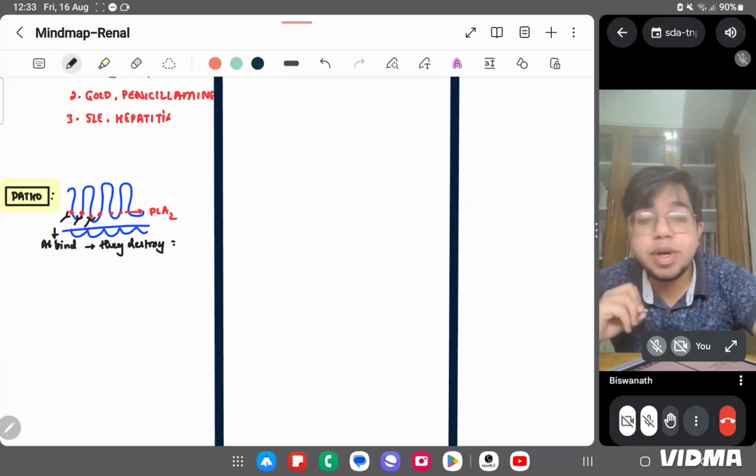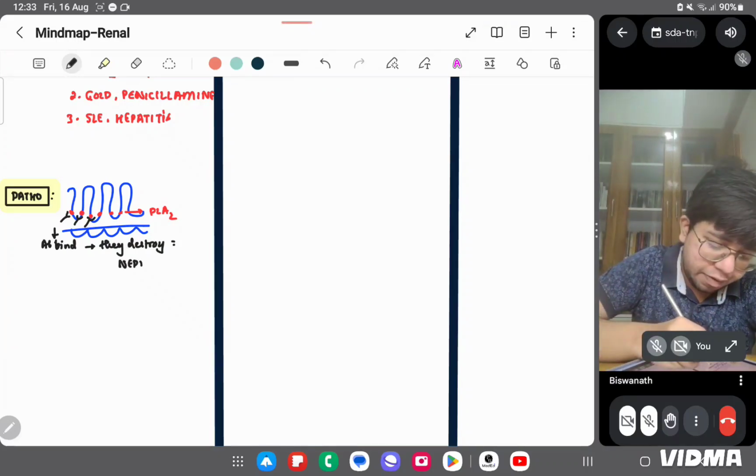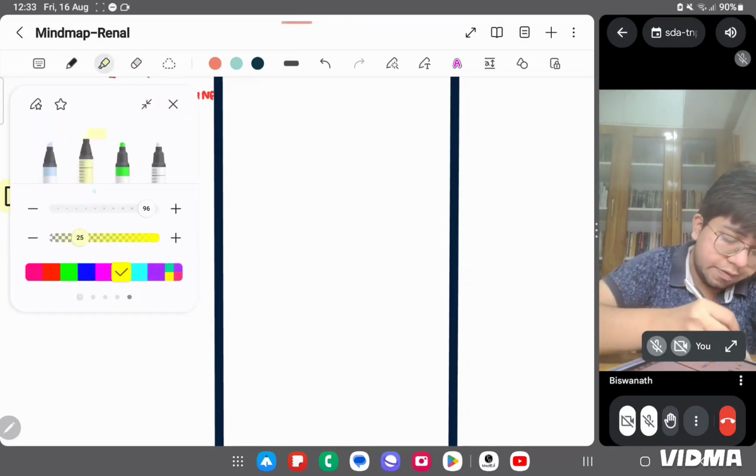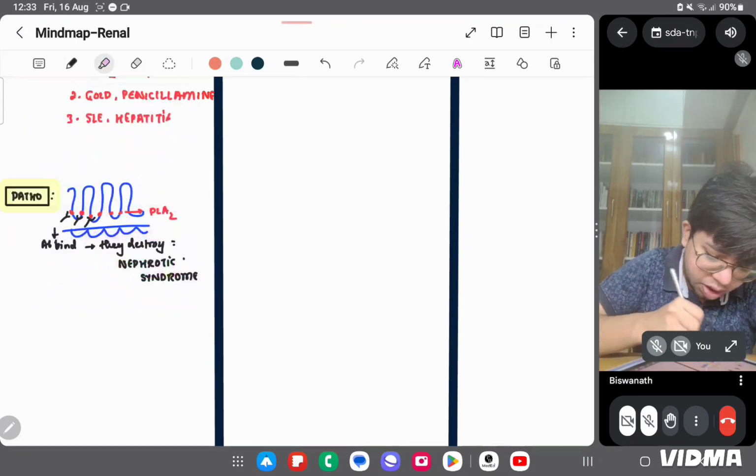And the syndrome here will be nephrotic syndrome. Okay, this nephrotic word is important. Just make sure to highlight it.